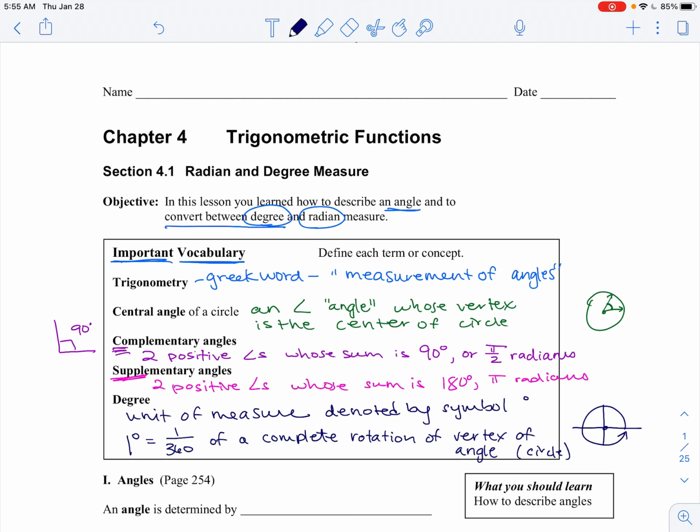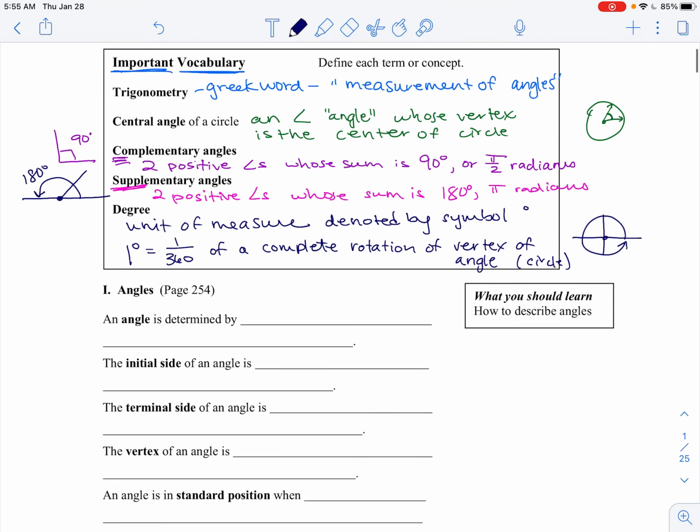Keep in mind also supplementary angles add up to 180 degrees, which is a straight line. So if here's the center and here's the first angle plus the other angle, that's 180 degrees. Okay, so let's talk about angles.